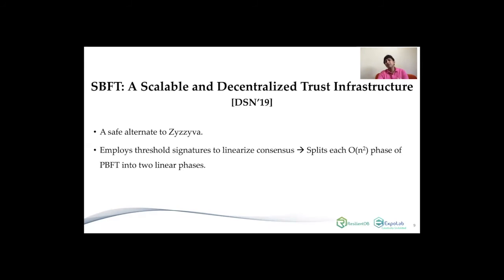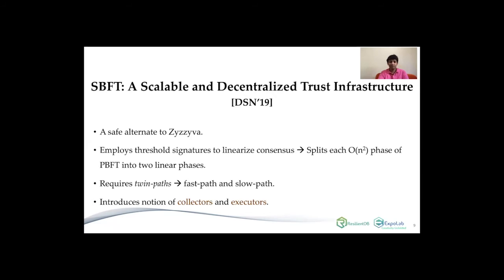So how does SBFT work? Well, when we see SBFT working, we'll see that it basically has similar phases as PBFT. And what it basically does is it splits each phase of PBFT into two linear phases. SBFT also requires twin paths, a fast path and a slow path. Basically, the fast path works as long as there are no failures, and the slow path only switches in when there are failures. SBFT also introduces a notion of collectors and executors.